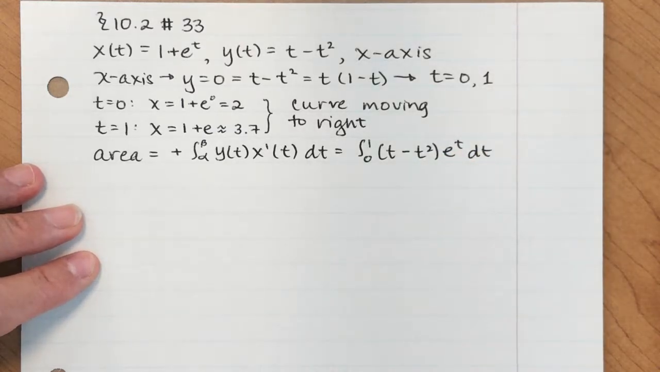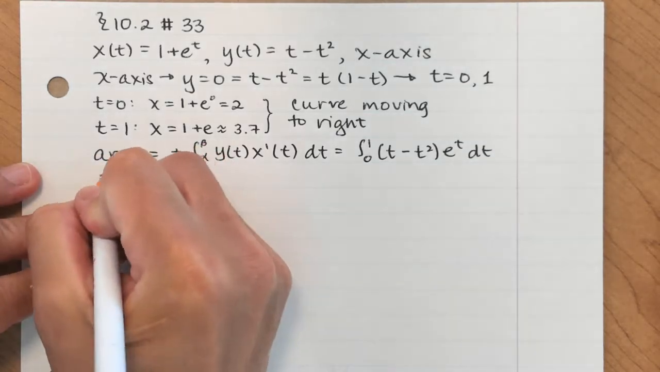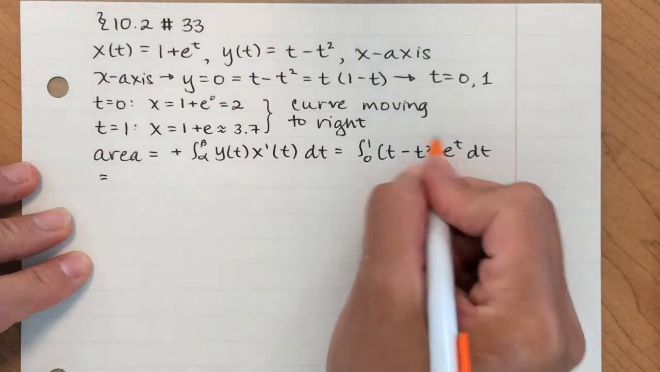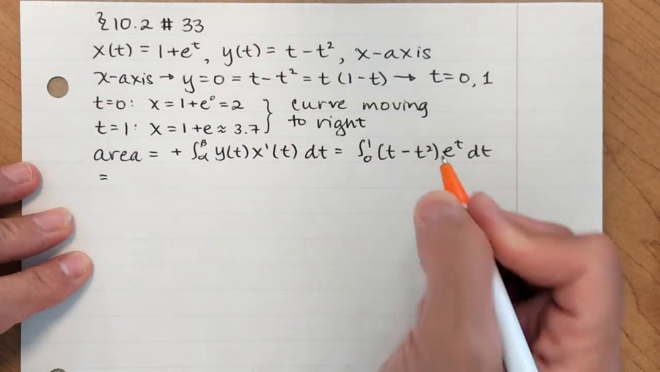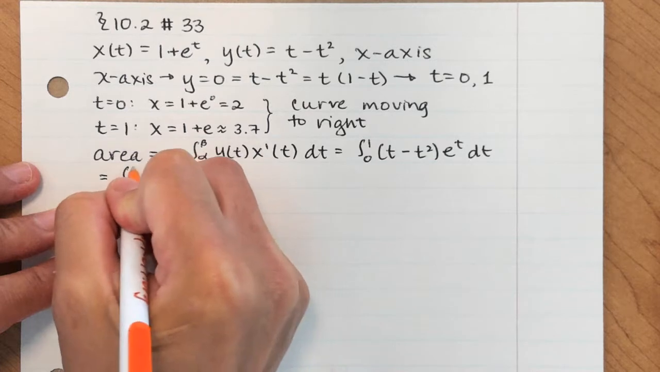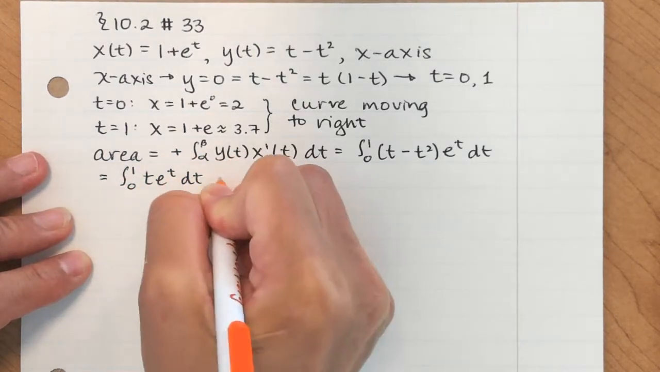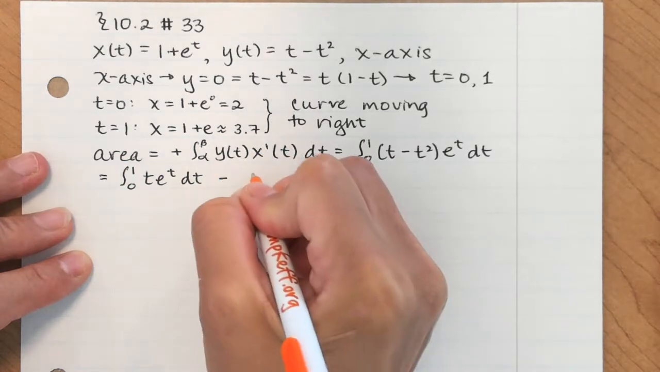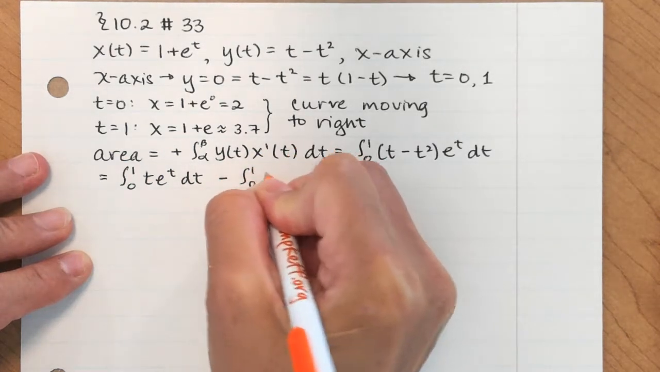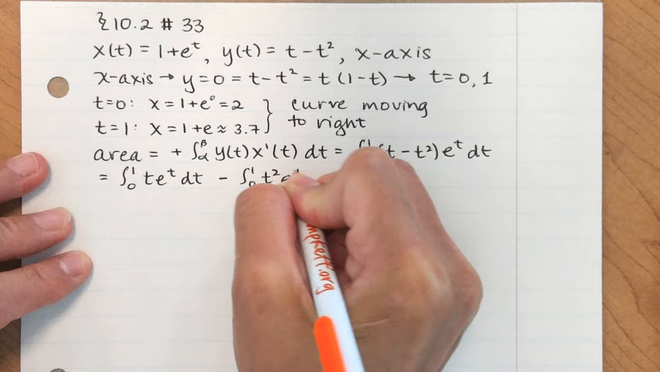So I can see I'm going to need to split this up into two integrals, and I'm going to need to do integration by parts twice. So when I distribute the e to the t into the parentheses, my first integral is 0 to 1 t e to the t dt, and my second integral is 0 to 1 t squared e to the t dt.